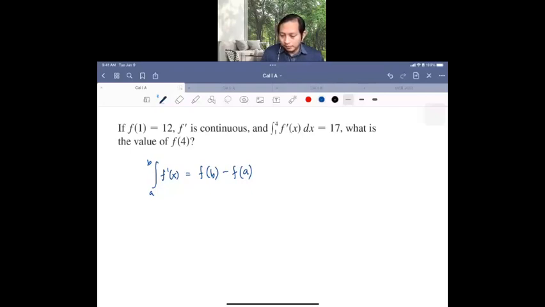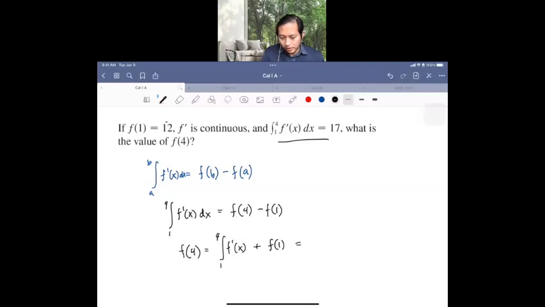So basically, if I have the integral from 1 to 4 of f prime x dx, forget the dx. So this is f(4) minus f(1). So f(4) is, plus f(1), based on our calculation from the given information, this is 17 plus 12, 29. I think this is not so difficult, right?